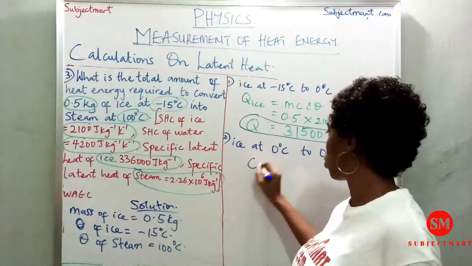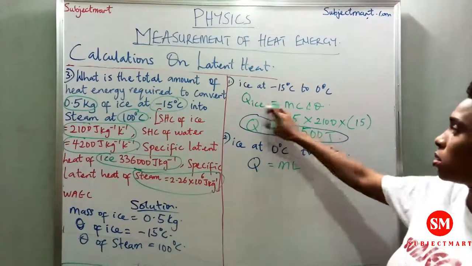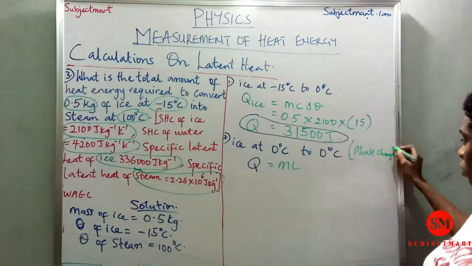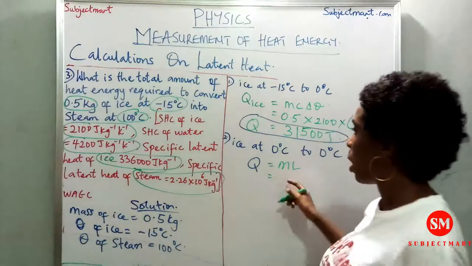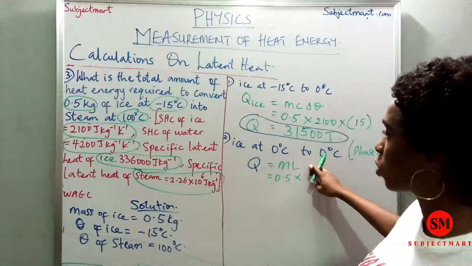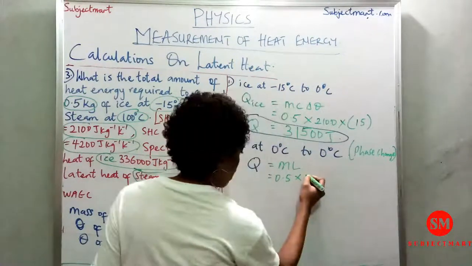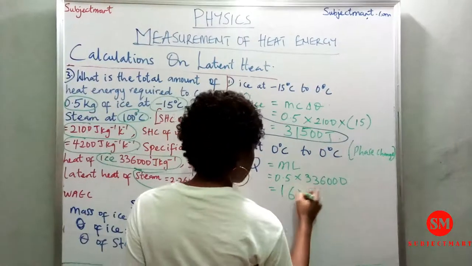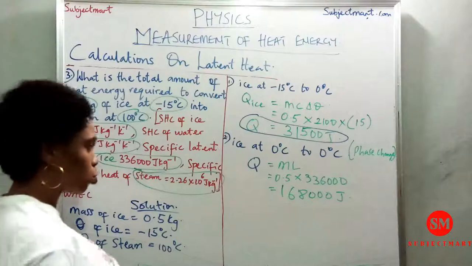So here, the quantity of heat will be Q is equal to ML. Why are we using this formula and not the other? This is simply because there is a change of phase here. Ice melts at this point to liquid. So my M still remains 0.5. Here we are using the latent heat of fusion of ice, which is 336,000 joules per kilogram. This multiplied by 0.5 gives me 168,000 joules. So that is for stage two.